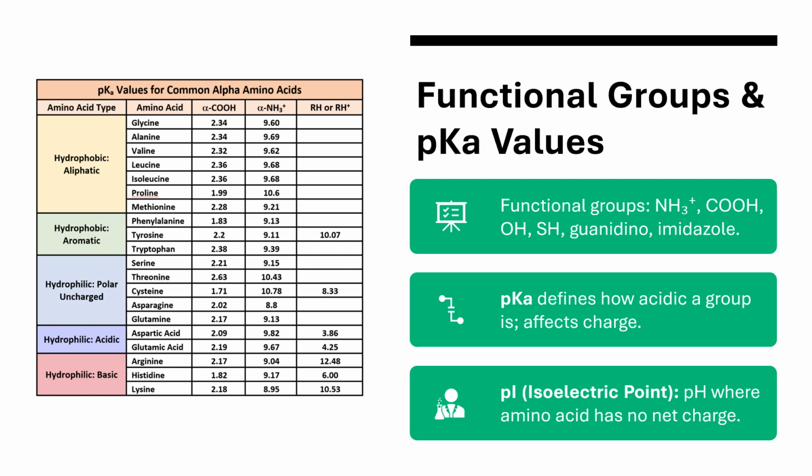And then there's the isoelectric point, or the pI, which is the pH where the amino acid has no net charge, and it is neutral. This concept is super useful in techniques like protein purification and even PCR experiments.